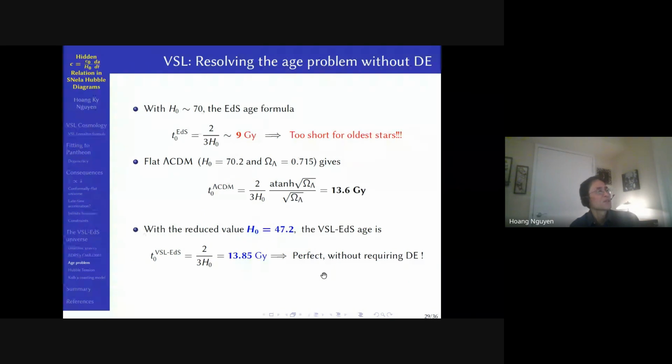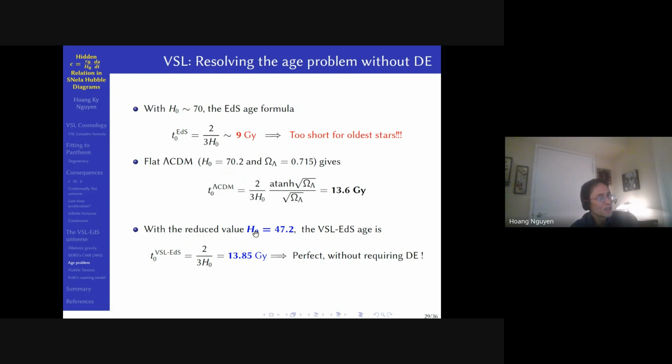All right. So what can we do with that value? If we go back to the EDS with x0 equal to 70, and we apply the age formula, we have an age of the universe of only 9 billion years, really too short for the older stars. We're in trouble here. So by adding in the omega lambda, we have a different formula for the age, and that gives us about 14 billion years. It's okay, it's good. But look at it again.